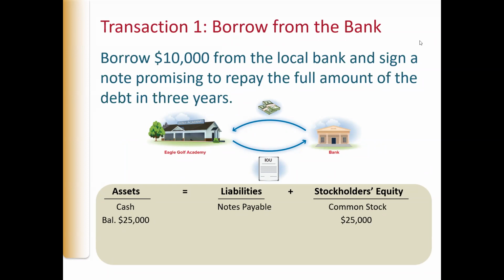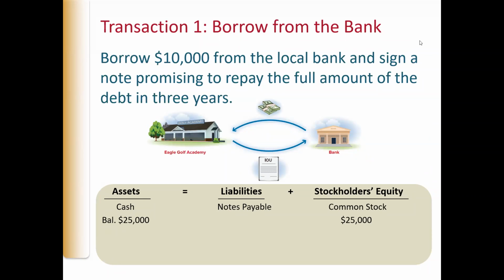We borrowed $10,000 from the local bank, and we signed a note promising to repay the full amount of the debt in 3 years. Okay? What happens here? Cash goes up. Cash did what? Increased.